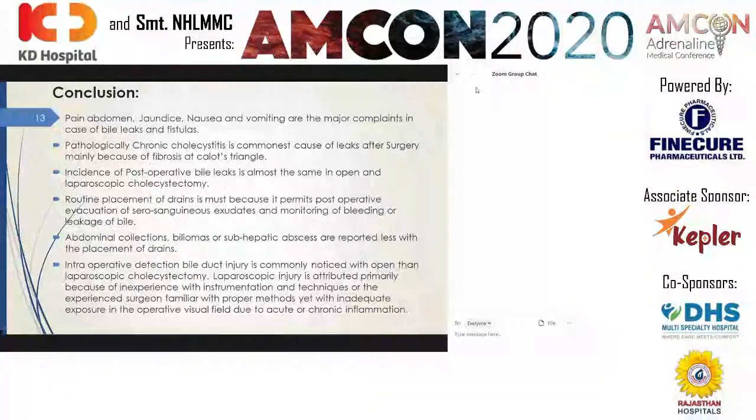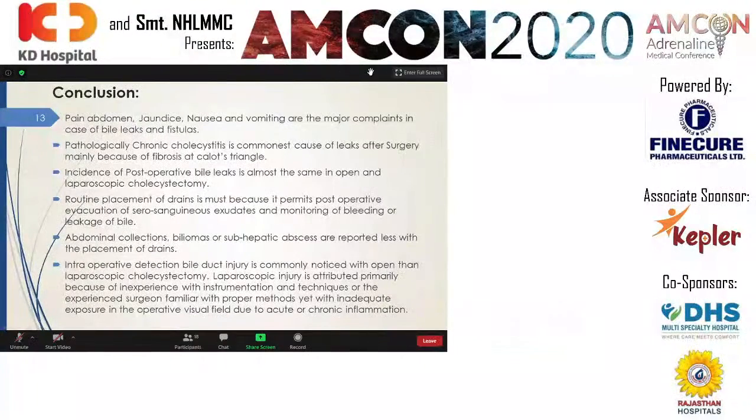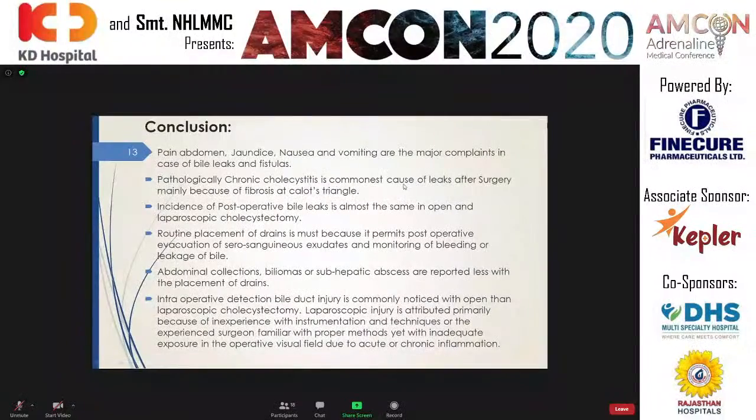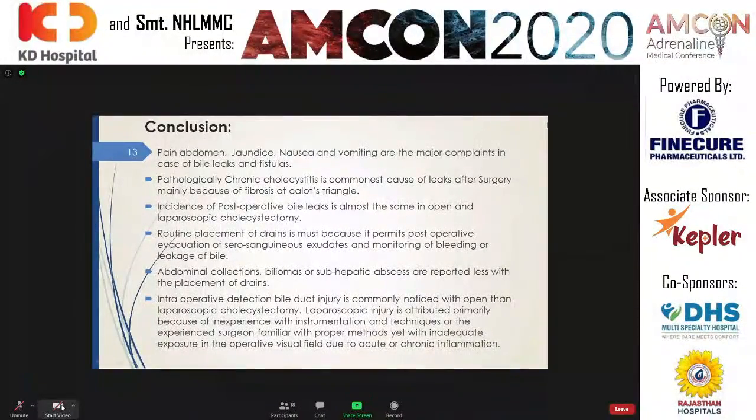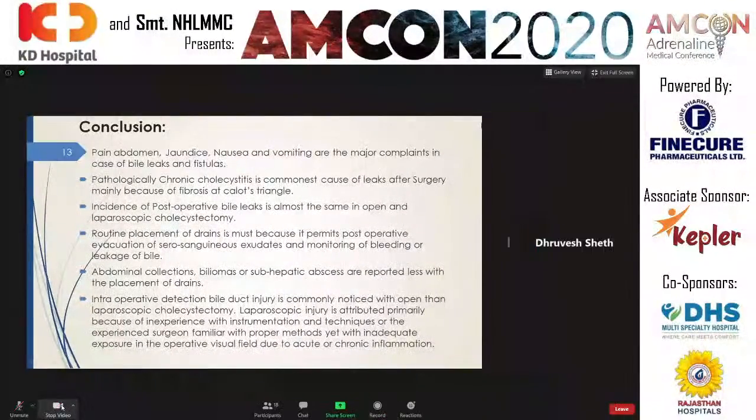So in my conclusion, pain in abdomen, jaundice, nausea, and vomiting are the major complaints in the case of bile leaks and fistulas. Pathologically, chronic cholecystitis is the commonest cause of leak after surgery, mainly because of fibrosis at Calot's triangle. Incidence of postoperative bile leak is almost the same in open and laparoscopic cholecystectomy.